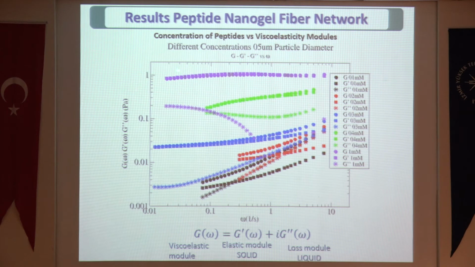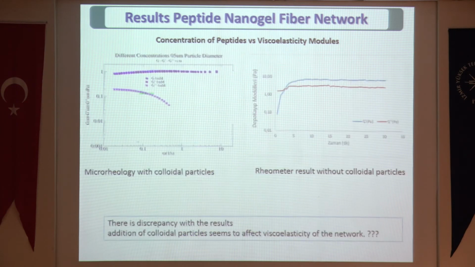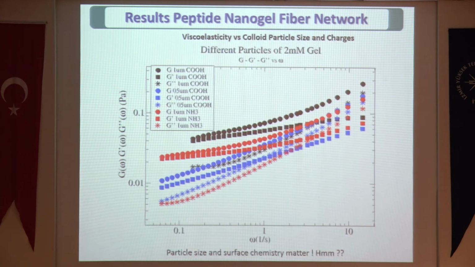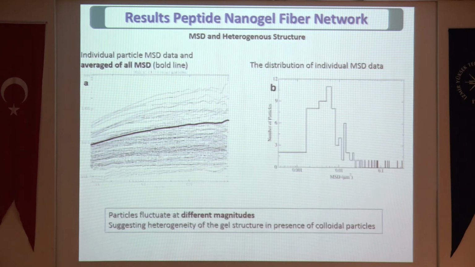And this is in terms of Pascal, so 1 Pascal is what we have the most of the time. But when we compare this with a rheometer, the rheometer value is much higher than ours, and we wanted to understand what's going on.